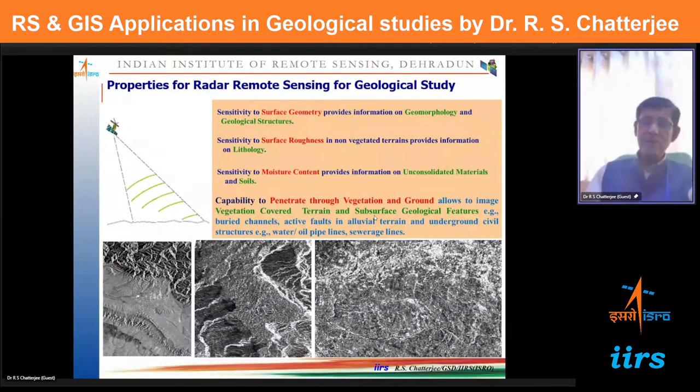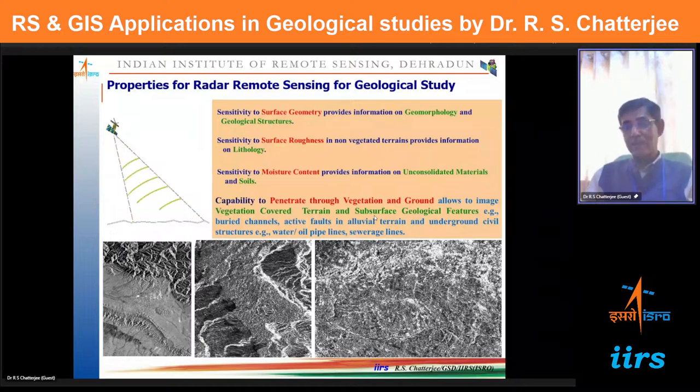Similarly, you can get information about the subsurface geological features like buried channels, like active faults in an alluvial terrain. Those kinds of features you can identify using this radar image because it penetrates through material, but it penetrates only a few meters, not kilometers or hundreds of meters, only a few meters. Also, it can sometimes highlight underground civil structures like water pipelines or oil pipelines, sewerage lines. Also, it can identify in a city, urban environment.